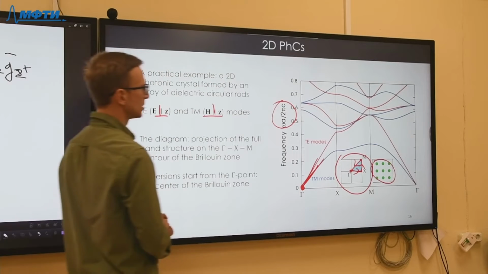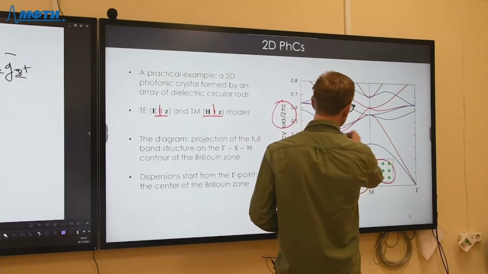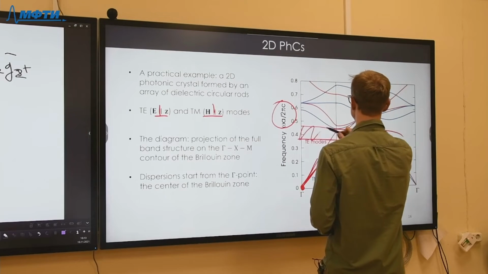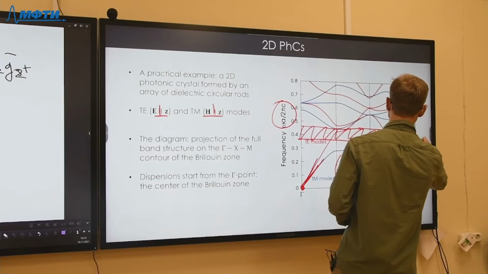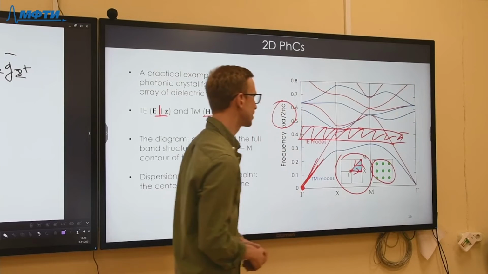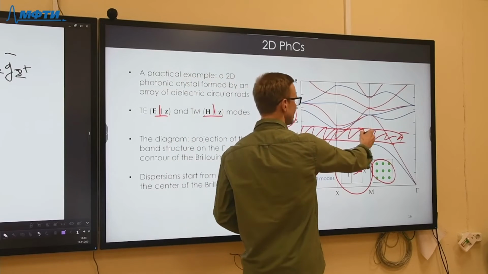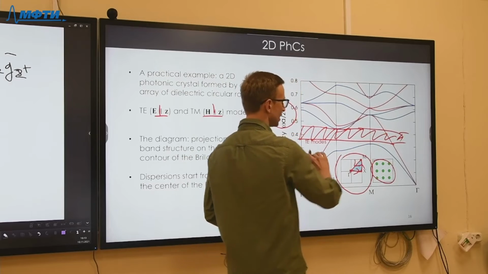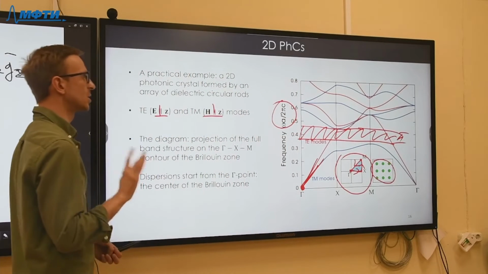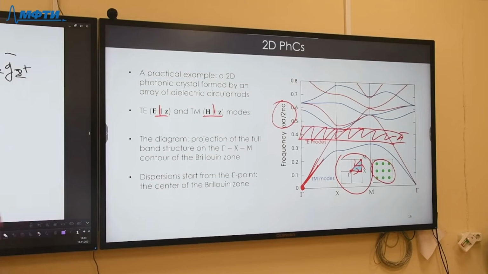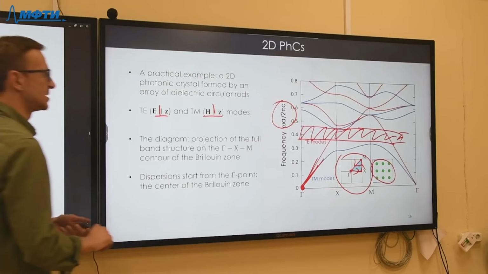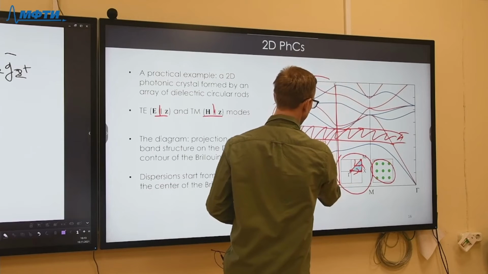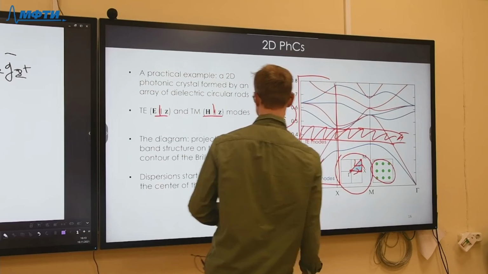So notice here that it looks like TM modes do feature a band gap, a region of frequencies where there are no propagating modes for any wave vector. But TE modes, transverse electric, do not feature a complete band gap. For any frequency, you can always find a solution with some beta that will be propagating. So this we call a partial band gap, when there is a band gap only for one polarization or for some particular region of the Brillouin zone. For example, for this region, you have a band gap for both polarizations.